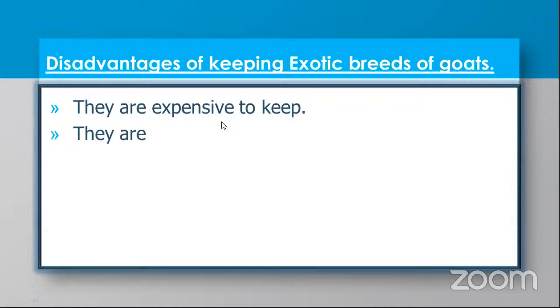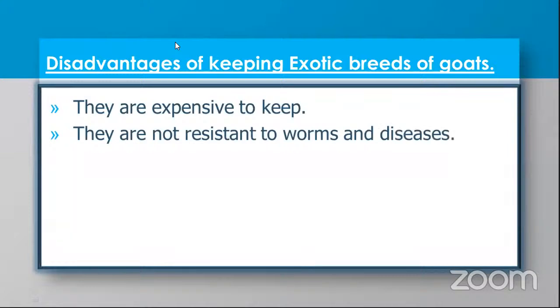The second point we can say is, can we read that? Yes, read that point, members. Okay, Jerome, can you read that point? They are not resistant to worms and diseases. So when they are attacked by some diseases, which we are going to look at ahead, you find that they are very weak. So they can easily die.